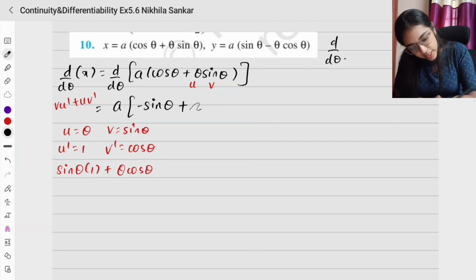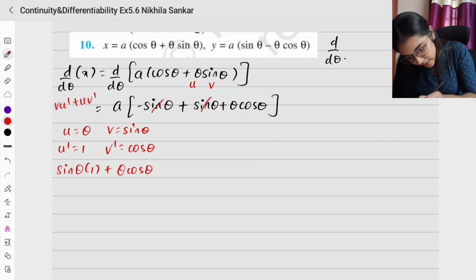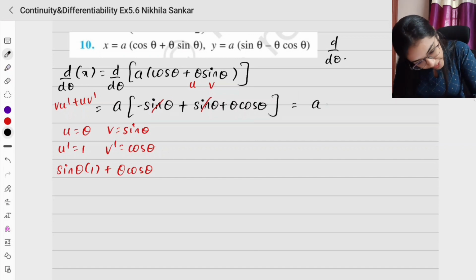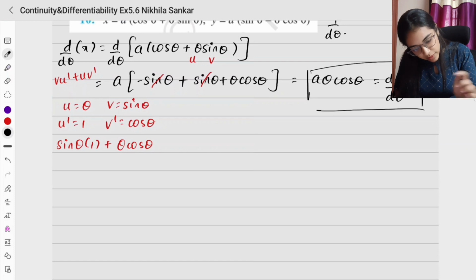So in the term, I'll have sin theta plus theta cos theta. So the sin theta and the minus sin theta will get cancelled. So I'll be left with a theta cos theta. This is my dx divided by d theta. Dx divided by d theta is found. Similarly, now we need to find dy by d theta.